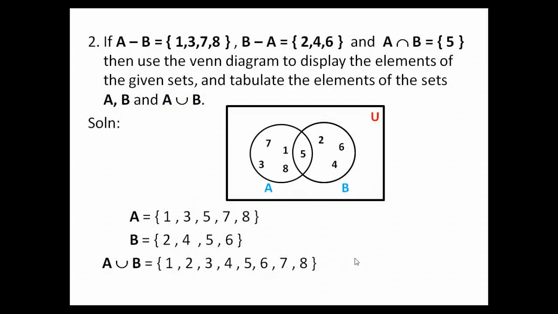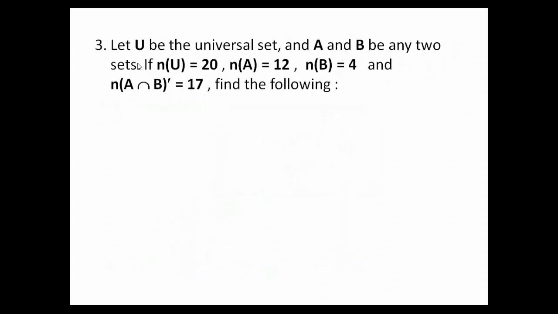I hope it is clear. Next, let U be the universal set and A and B be any two sets. If n(U), the cardinal number of the universal set, is 20, the cardinal number of A is 12, the cardinal number of B is 4, and n(A intersection B complement) is equal to 17, find the following.